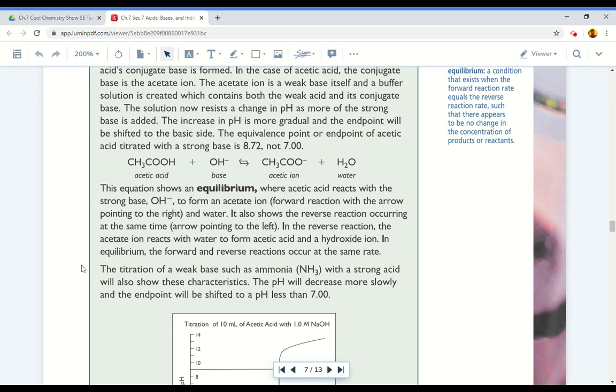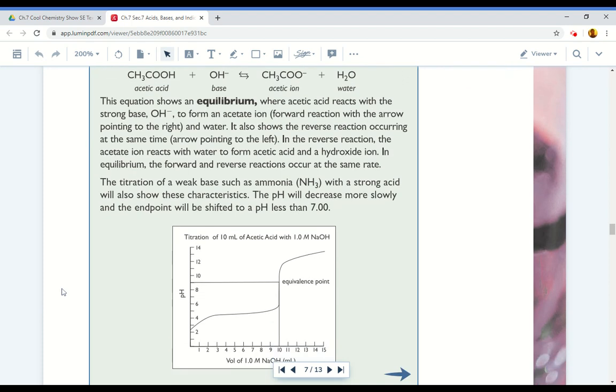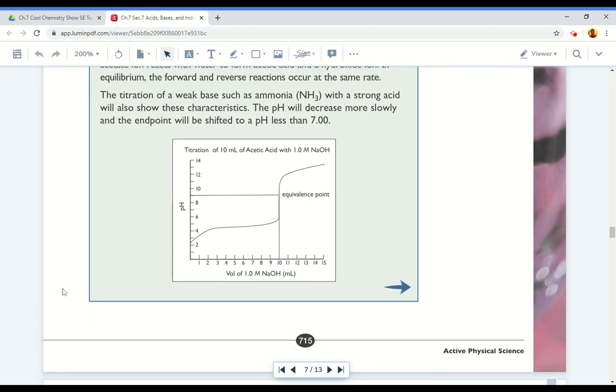The titration of a weak base, such as ammonia, with a strong acid will show these characteristics. The pH will decrease more slowly, and the endpoint will be shifted to a pH less than 7. And it's all measured in volume. So when you're adding these acids and bases together, you're measuring that in milliliters, which is volume. So you're adding different volumes of liquid acids and liquid bases to each other.